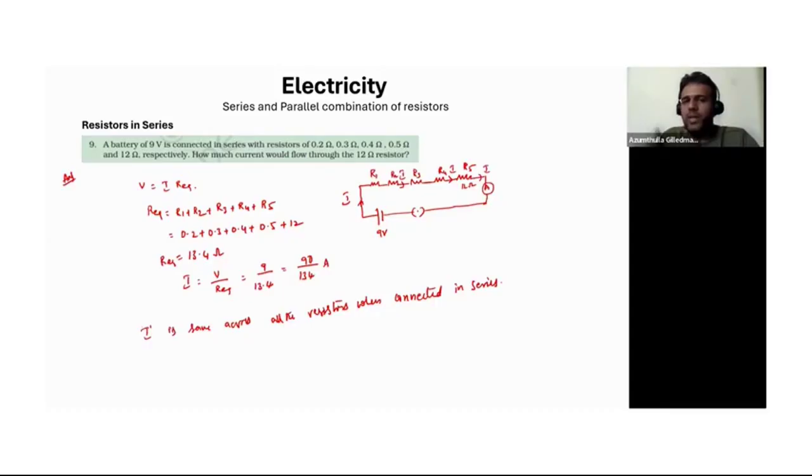So that is 90 by 134 amps. I have not simplified. So the same current will flow through R1, R2, R3, R4, R5. Okay. This is just to test your knowledge. All right. So that is about series. So the equivalent resistance in series is you need to just add those resistances.